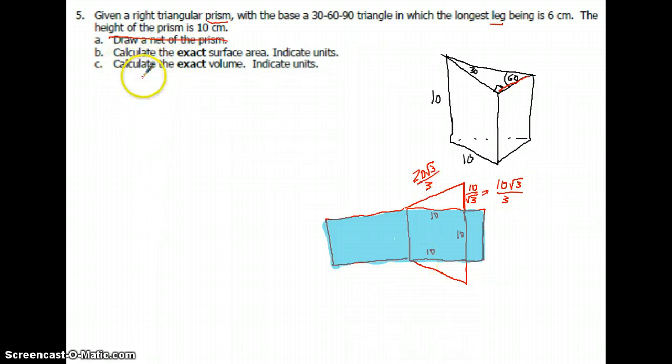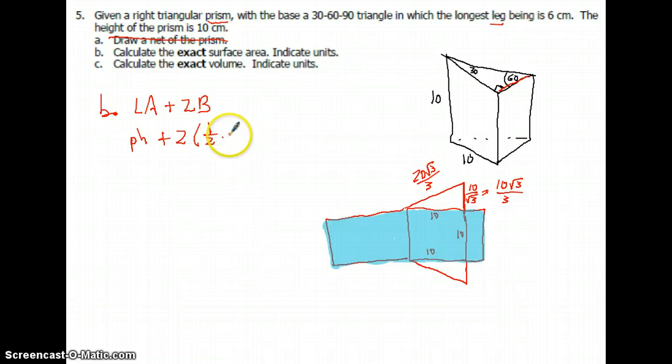Okay, so calculate the exact surface area. I'm going to do it like the book would, lateral area plus two bases. Lateral area is perimeter times height. The triangles are half times base times height of the triangle. Now this height is of the triangle, this height is of the prism. Be careful about that.